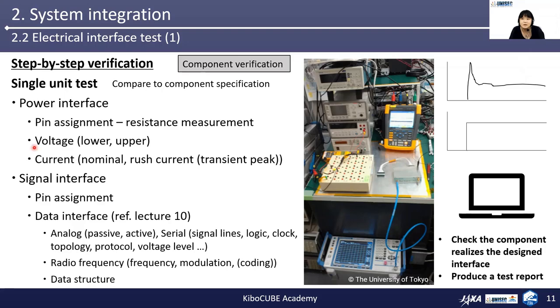Generally, the component has a certain range for supply voltage, and it is very important to confirm the power characteristics under various voltage conditions. The nominal, lowest and highest voltage characteristics. The signal interface is also important. There is some related talk in lecture 10. As well as the pin assignment and specification, the data structure and timings are also important. The characteristics are confirmed by standard equipment.